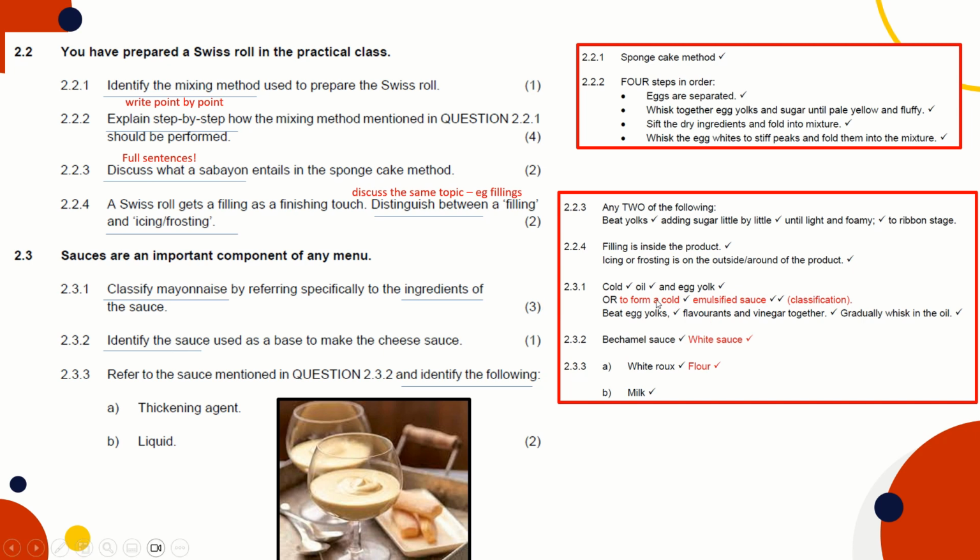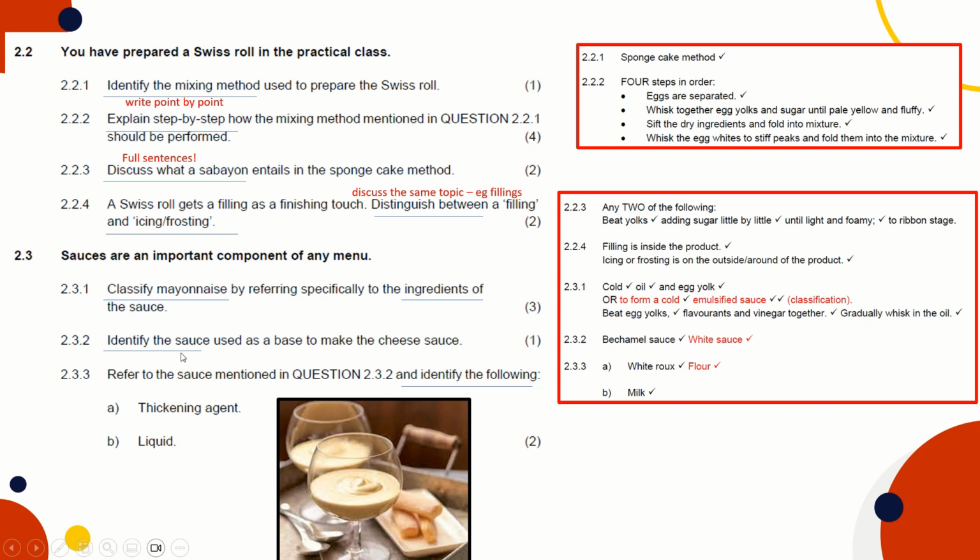It is a cold sauce. It's a mixture of oil and egg yolks. Or to phrase it, a cold emulsion sauce, or you can also write down, it's where you beat the egg yolks and you add flavorings and vinegar together and you gradually whisk in the oil.